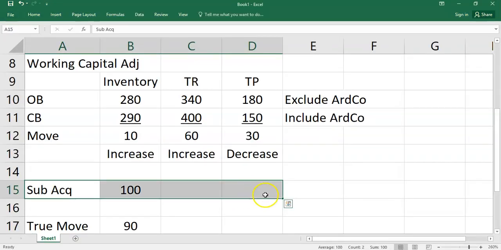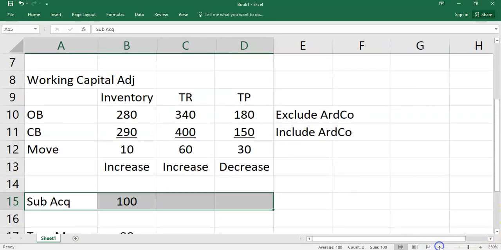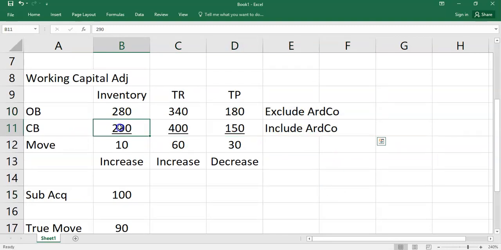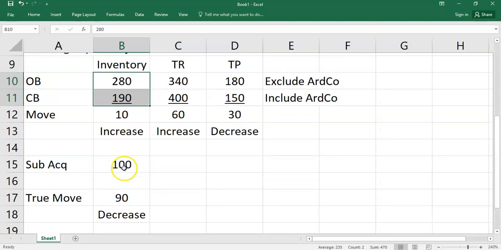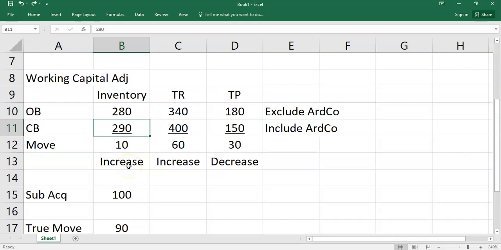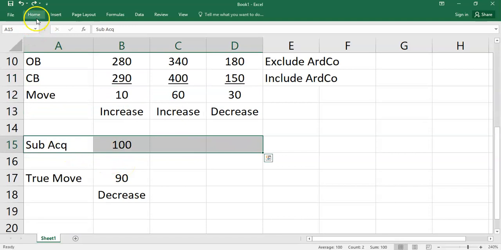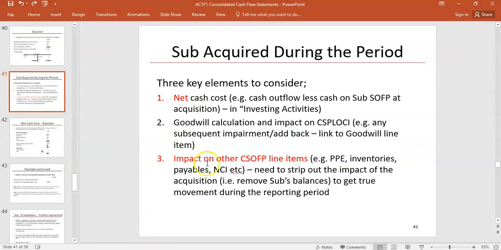So that's conceptually quite difficult. What you're saying is we want to compare like for like. So we need to exclude Ardco from both. If we excluded Ardco, this balance would actually be 290 minus 100 to take it out. So it would be 280 compared to 190, which is a decrease of 90. And that's where it's coming from. So you can do it in multiple ways. We're just trying to show you, you need to adjust for the subsidiary at every point. And that's what this slide is talking about here.